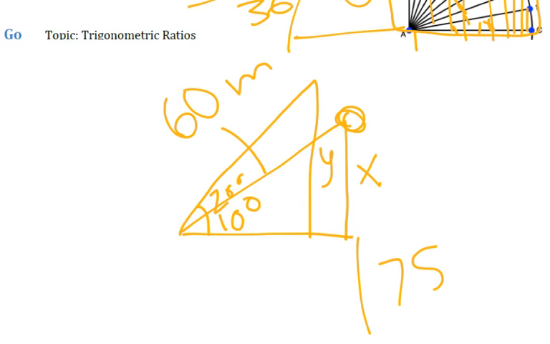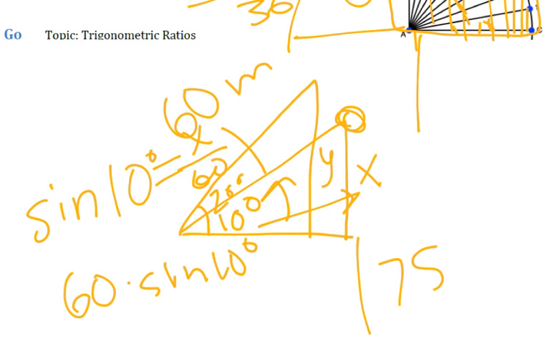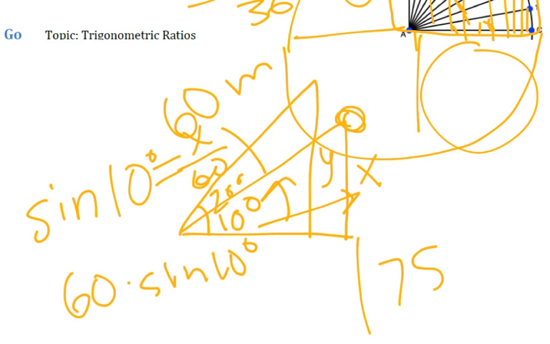So it's good practice. You're always going to be looking for the opposite over the hypotenuse, so you're always going to be dealing with the sine. So that would be the first one: 60 times the sine of 10. And then the next one would be 60 times the sine of 20, and so on. And then think about how that would relate for the rest, for this piece and that piece.